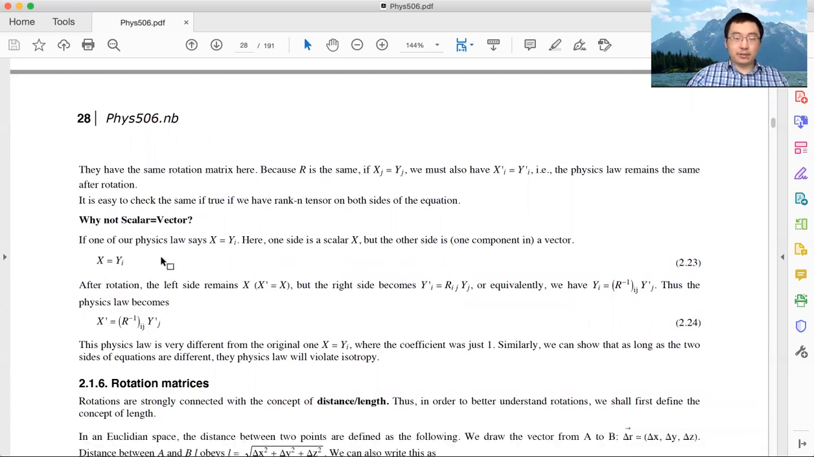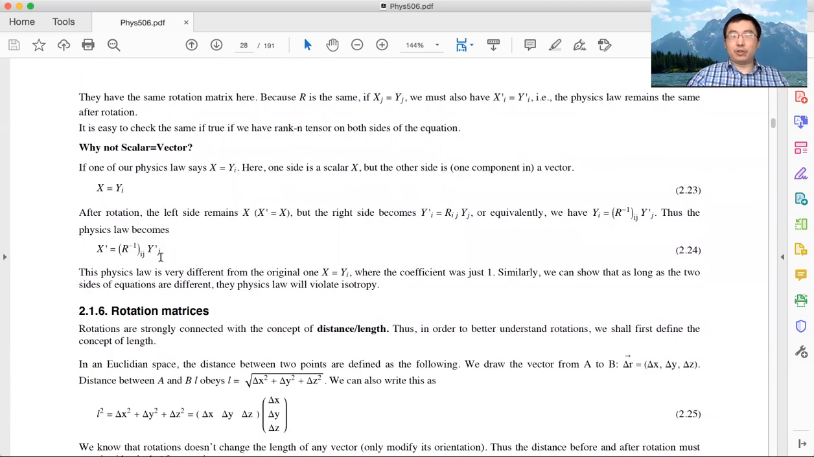The bottom line: if we want our universe to be rotationally invariant, we need to make sure our physics law has the same type of object on both sides of the equation, always.